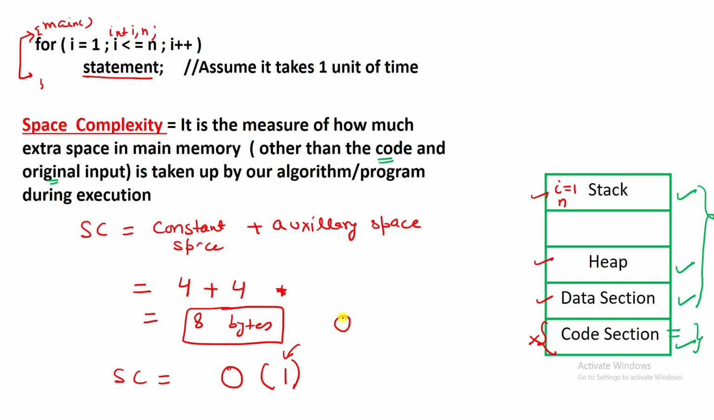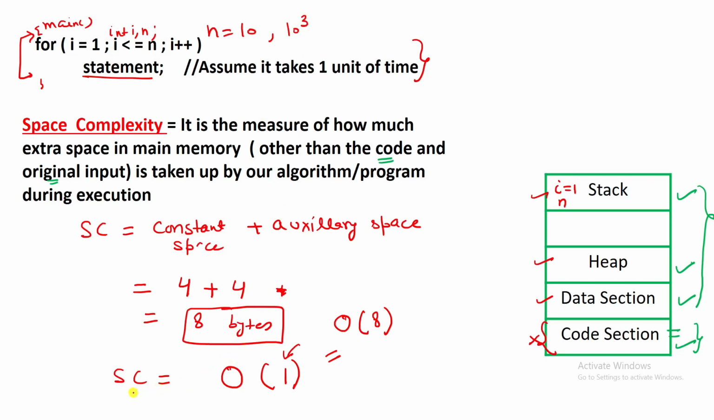Even if you write order of 8, that will also be equal to order of 1. That we have discussed in our previous video. So basically the space taken up by this code is not changing with the value of n. Even if n is 10, again this space will be 4 plus 4, 8 only. If n is, let's say, 10 to power 3, then also this space will be 8.